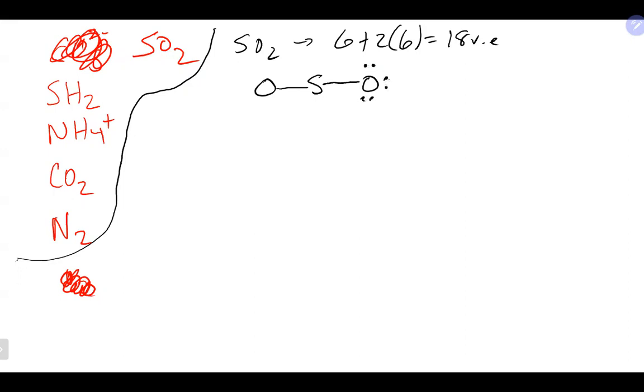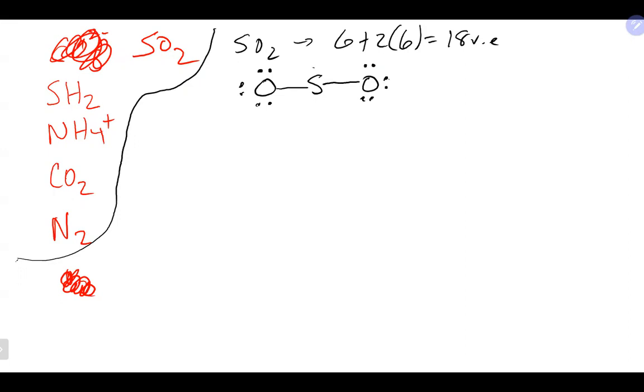Remember, we want to put them on as pairs. So all the outside ones have 8, except for hydrogen that should only have 2. So that is 2, 4, 6, 8, 10, and 12. At this point, I put 16 electrons. I filled up all the outside ones. I still have electrons to go.